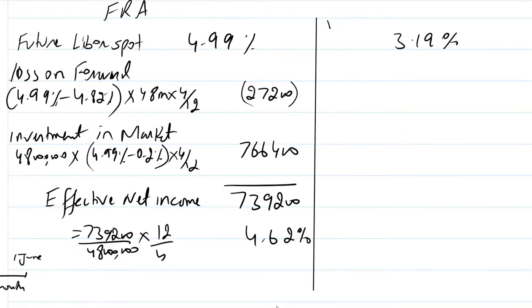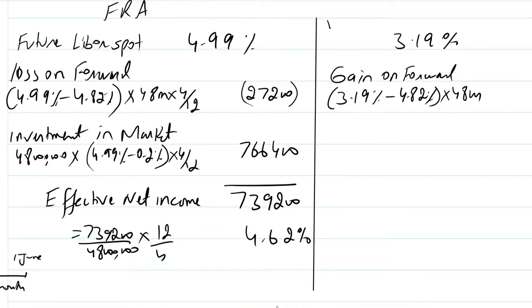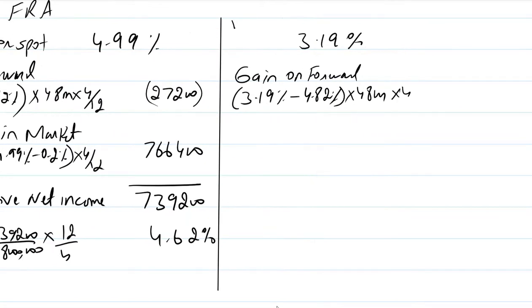So in the second case, we will be having a gain on forward. Market interest rates are 3.19, but we have locked our position at 4.82 on 48 million for a period of 4 months.